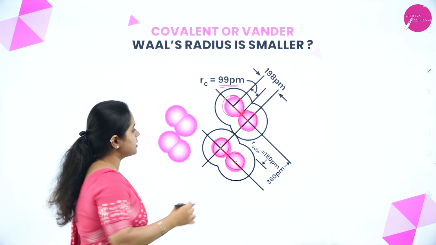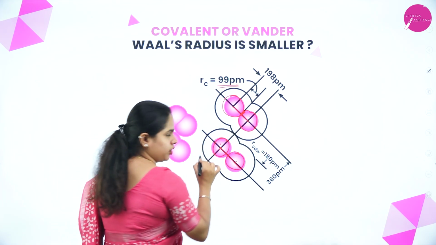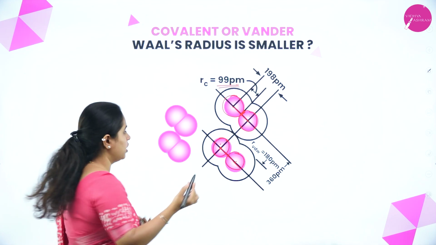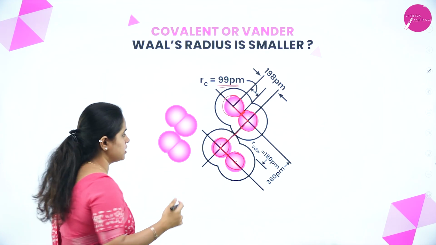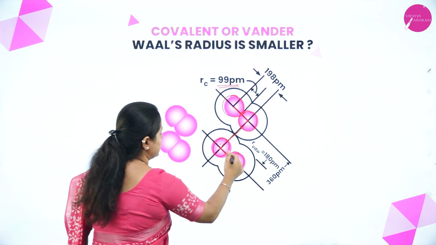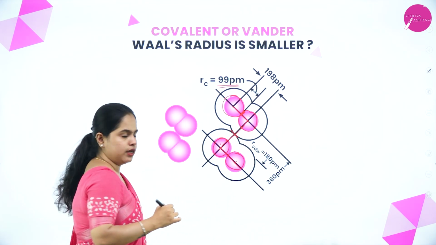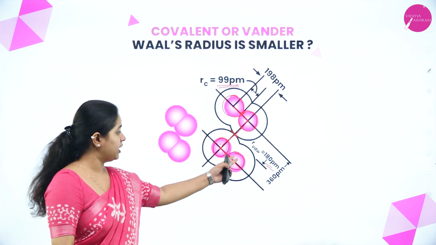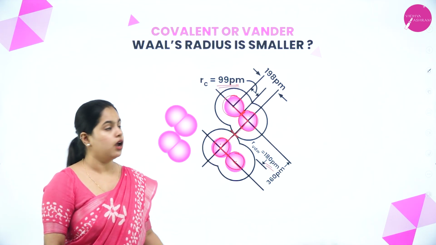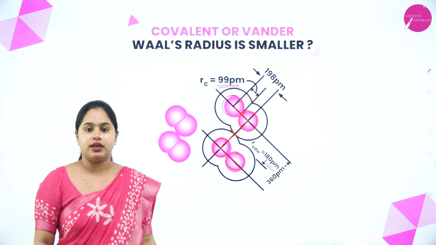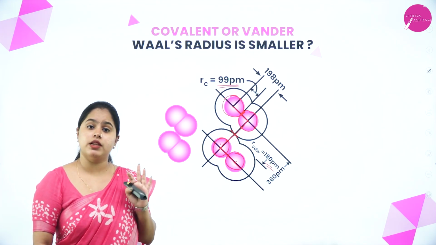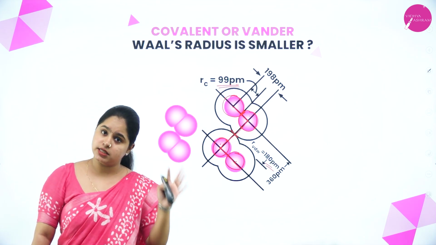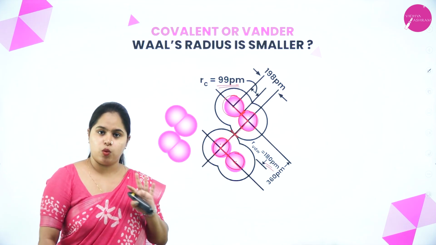Now, let's take this particular atom and this particular atom. They are non-bonded. They are atoms of two different molecules. If we take the internuclear distance of these two non-bonded atoms and take half of it, the value is 180 picometer. So what are we getting here? That is the van der Waals radius. From this diagram itself, you can understand. So which one will be higher and which one will be smaller? The covalent radius will be smaller than the van der Waals radius.